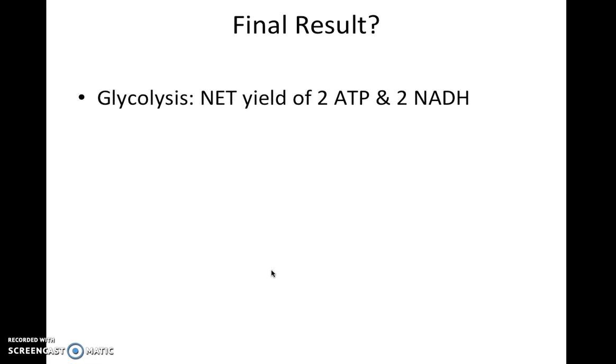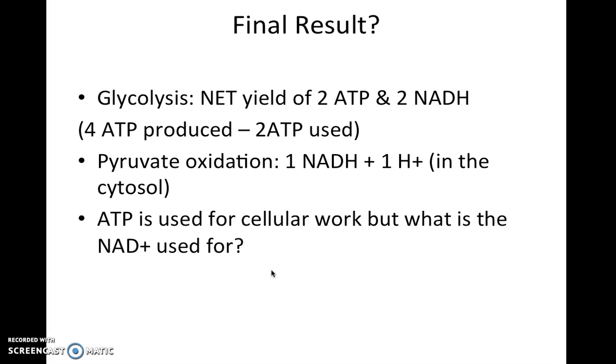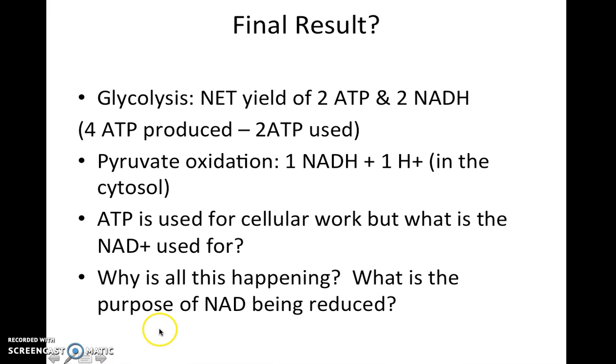So the final result is a net yield of 2 ATP, 2 NADH, and in pyruvate oxidation, we have 1 NADH being produced. And NAD is used for shuttling electrons, the purpose of which is to take the electrons to the electron transport chain for oxidative phosphorylation and ultimately to make ATP.